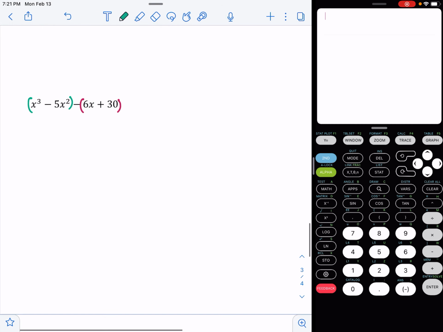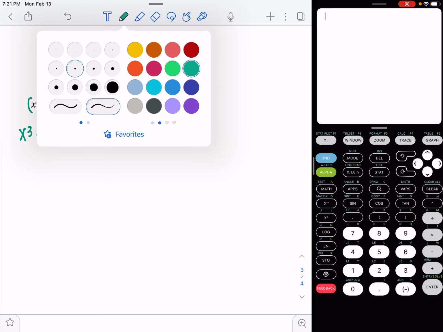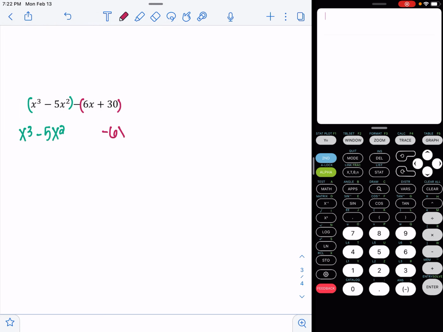I'm going to write my 2 groups, x cubed minus 5x squared. And this other one is negative 6x plus 30. So from this left group, my GCF is going to be x squared. If you factor out an x squared, you should be left with x minus 5. In our right group, I do see that negative, so I am going to make sure I put a negative here, and then between 6 and 30, your GCF is 6.